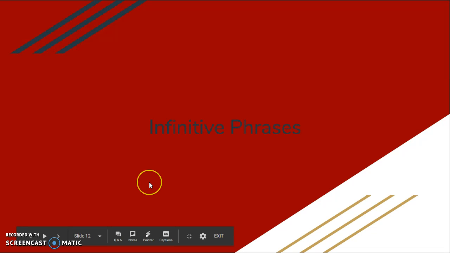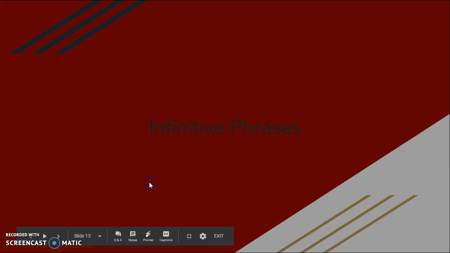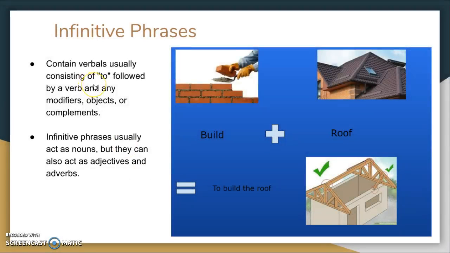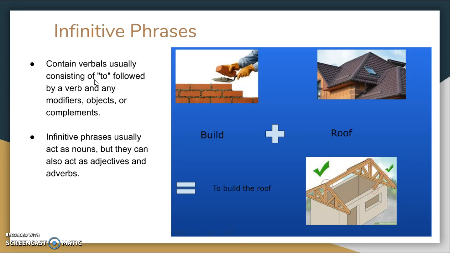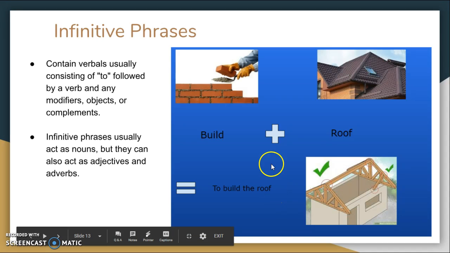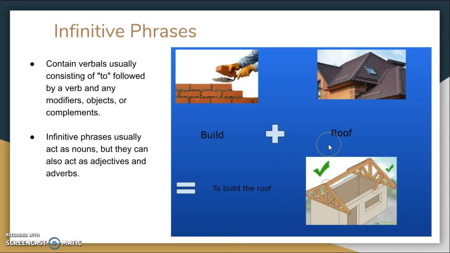Now on to infinitive phrases. Infinitive phrases contain verbals usually consisting of "to" followed by a verb and any modifiers, objects, or complements. Infinitive phrases usually act as nouns, but they can also act as adjectives and adverbs. "Build" is the verb, "roof" is the object. Together, they can create an infinitive phrase: "to build the roof."